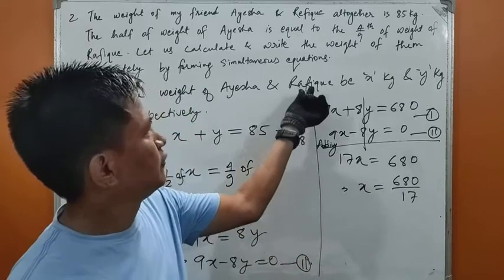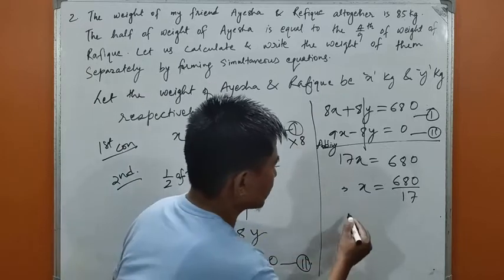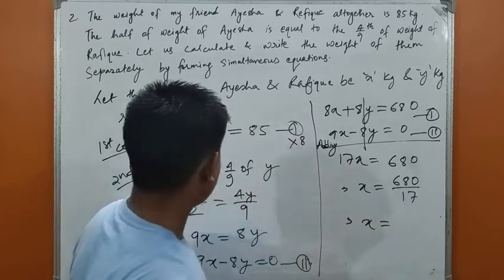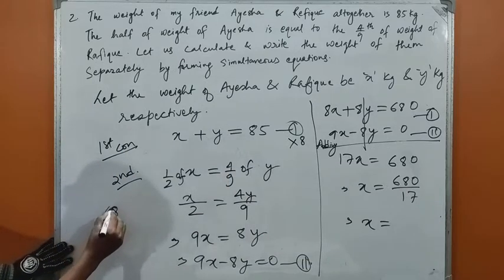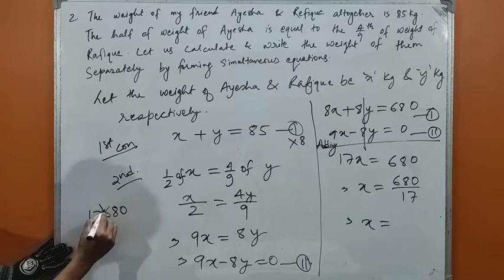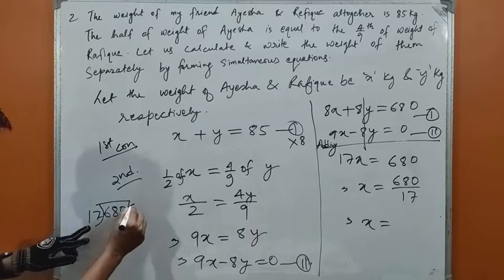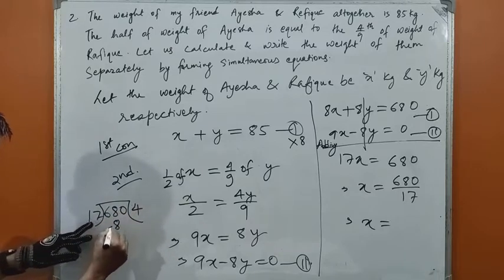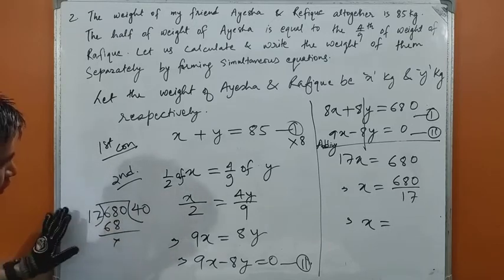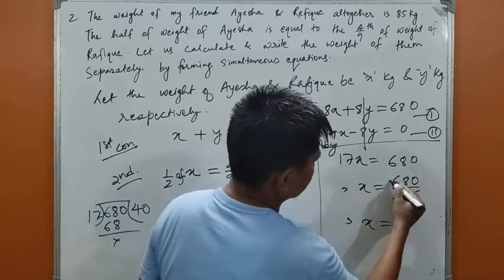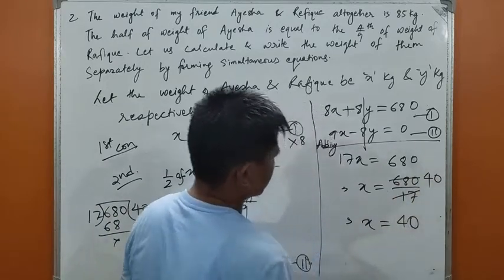So x is the weight of Aisha. If you divide 680 by 17, you get the weight of Aisha, isn't it? x equals to, now let me divide here, okay? 680 by 17. 4 7s are 28, 4 1s are 4, plus 2 is 6, 68. Now this 0 let us put here, okay? So that means 17 4s are 68, this 0 comes here. So x, we found the value of x.